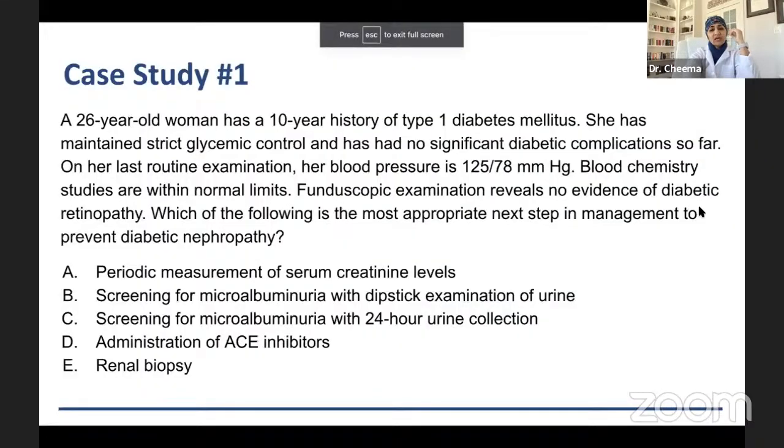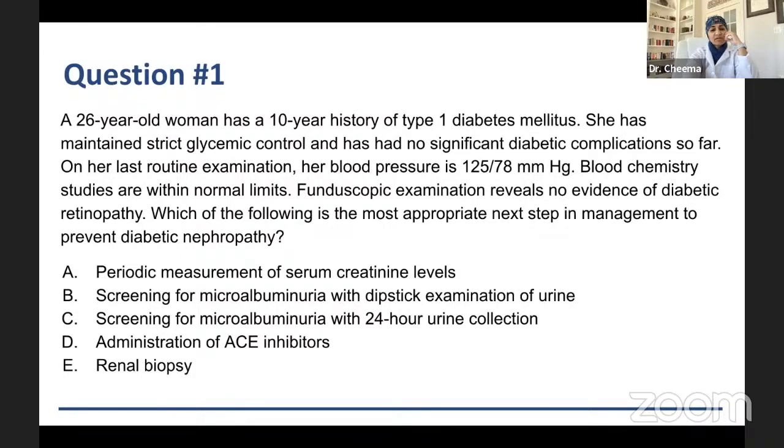So what do you think? They're talking about nephropathy. So what can we do to prevent diabetic nephropathy? What do you think we should do? Out of these 5 options: the periodic measurement of serum creatinine levels, screening of microalbuminuria with dipstick examination of the urine, screening of microalbuminuria with 24-hour urine collection, administration of ACE inhibitors, and renal biopsy. What do you think?